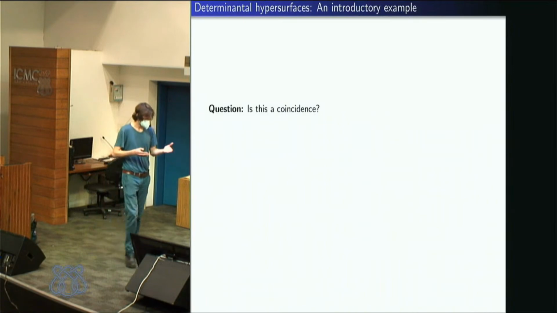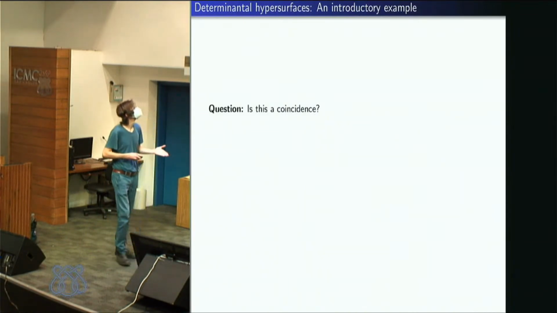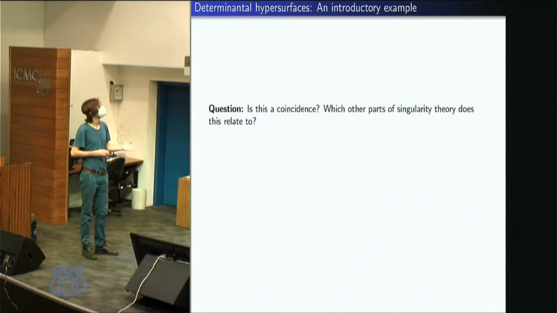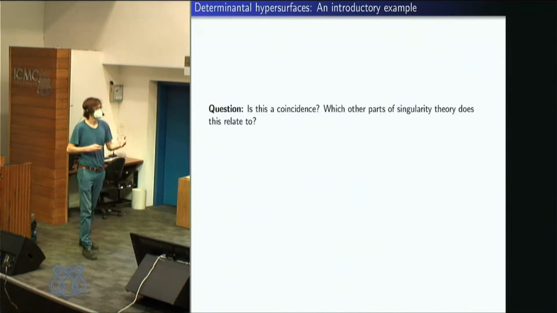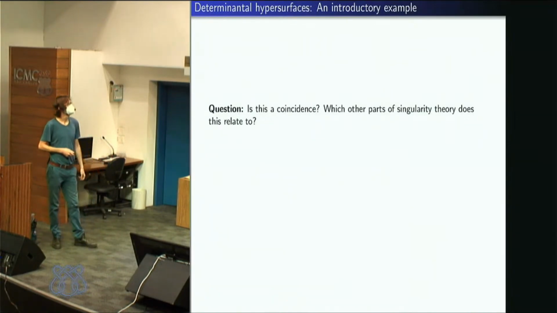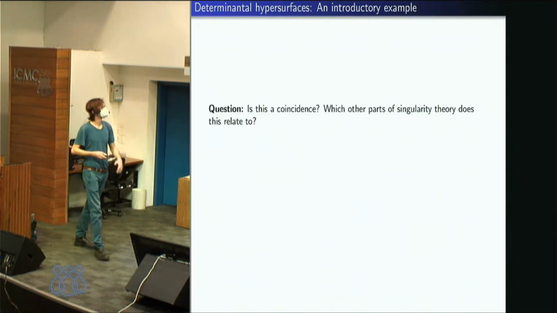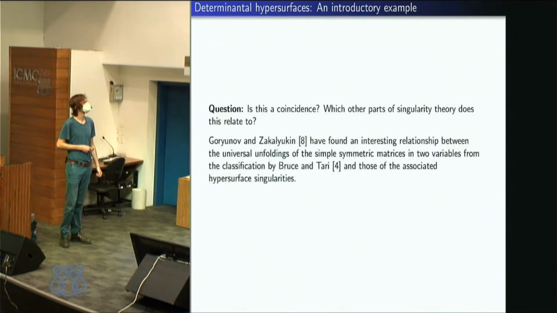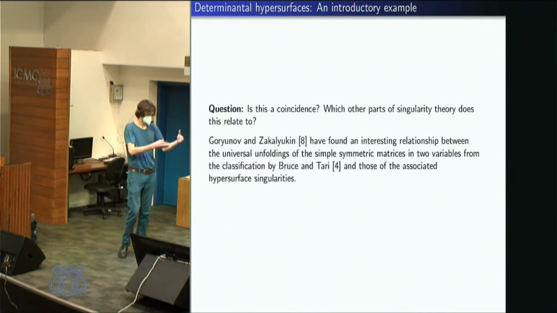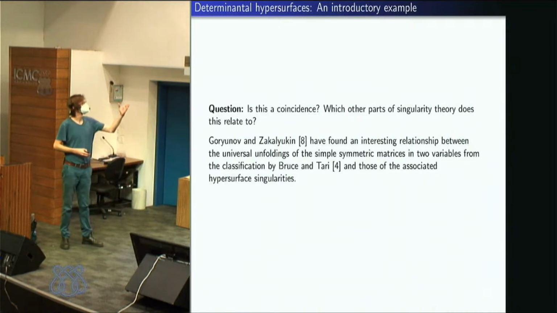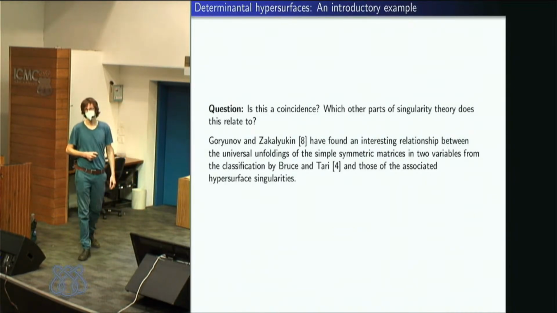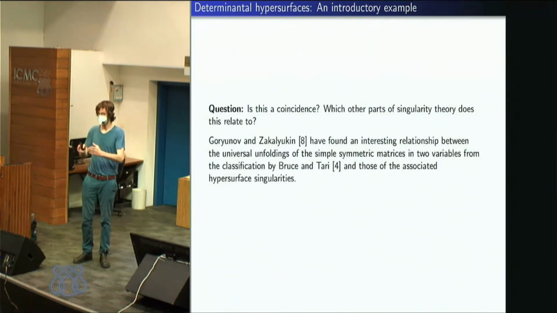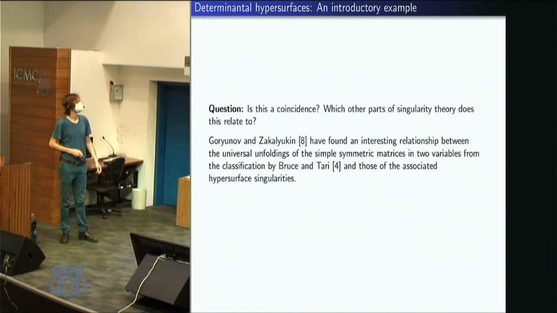So the question is, is this a coincidence, that you have this branched covering and relation of discriminants, and which other parts of singularity theory does this relate to? And the reason why I wanted to start with this example is that Goryunov and Tsalyukin have observed a nice correspondence between choices of matrix structures and studies of this discriminant and the induced maps on the semi-universal unfoldings.